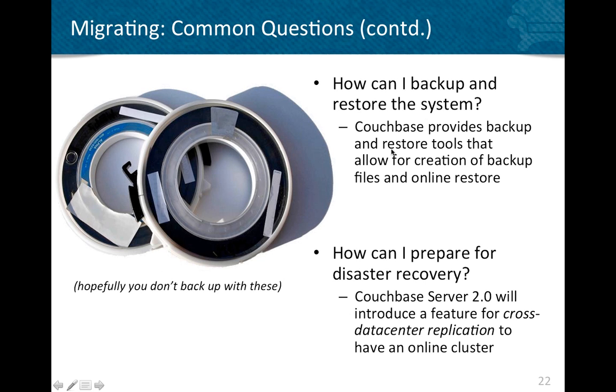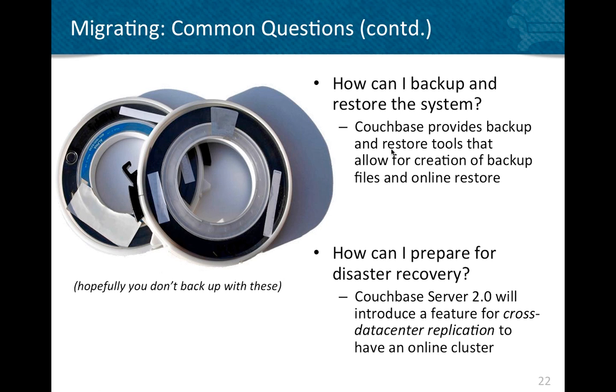A couple other common questions. One is, how can I back up and restore the system? Couchbase provides backup and restore tools that allow for the creation of backup files, and you can actually restore those files while online. Now, these actually back up to disk, not necessarily to tape, but there are good ways in lots of systems to be able to manage that. And a pretty common case if people are deploying to cloud environments, just to use an example like Amazon EC2, is that they'll put those backups on S3 and come up with an appropriate retention period.